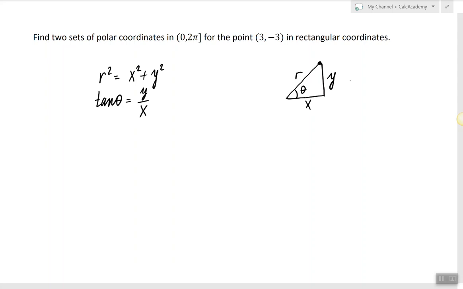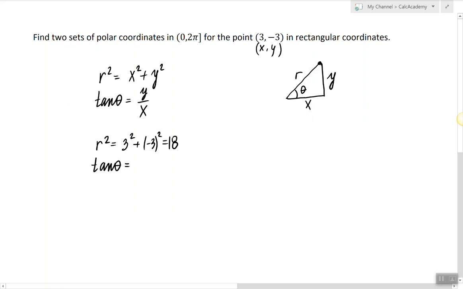So what's given here is x and y. So we take 3 and negative 3 and we plug it into this equation. So we get r squared is equal to 3 squared plus negative 3 squared, which is 18. And we get tangent theta, which is equal to negative 3 over 3, negative 1.